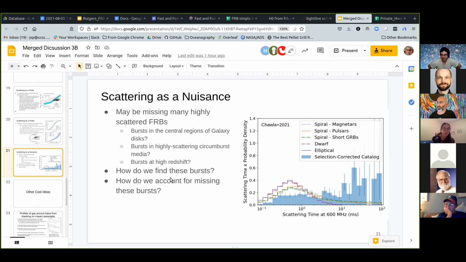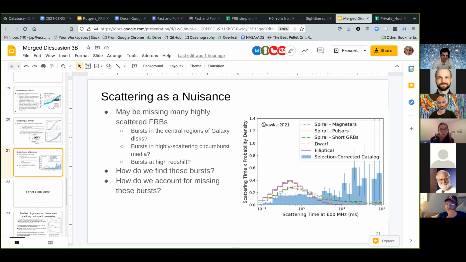And so there are two options here. We can try to account for these bursts, or we can try to find these bursts, but in some way we need to think of what we're missing from this high scattering. These could be bursts that are in interesting environments where they have high levels of scattering in their host galaxies from nearby the source, bursts that are near the central regions of their galaxies.